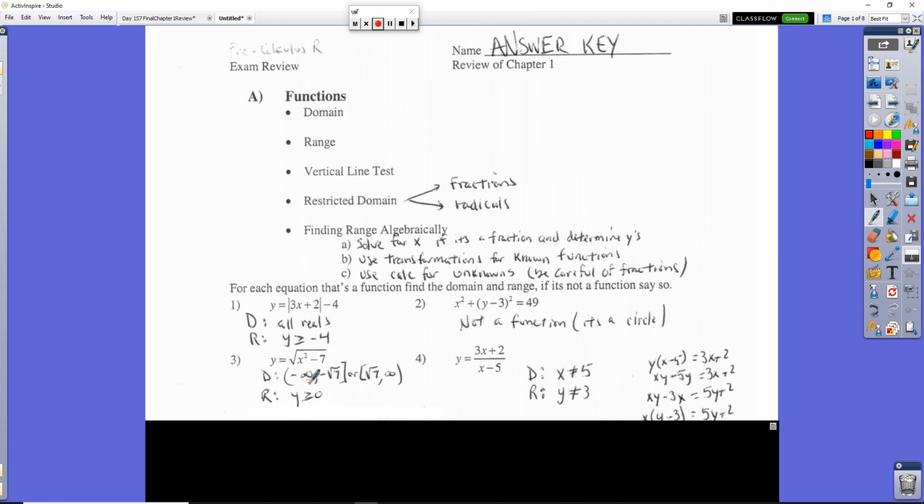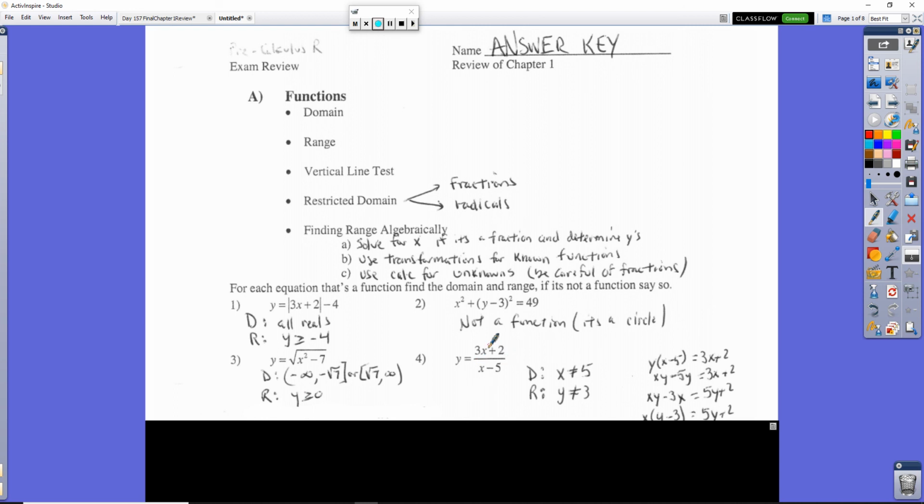Its domain is going to be from negative infinity to negative square root of 7, including negative square root of 7, and then start up again at square root of 7 out to infinity. Again, if you're using your calculator for this, you're going to get decimal approximations to these. And this is actually the top half of a side-by-side hyperbola. So the y values that are being used here are only greater than or equal to 0.